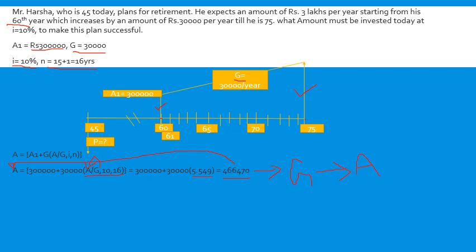What is my actual requirement? My requirement is to find out what amount must be invested today. That means my intention is to find out P. Now this A should be converted into P. That is my second step.